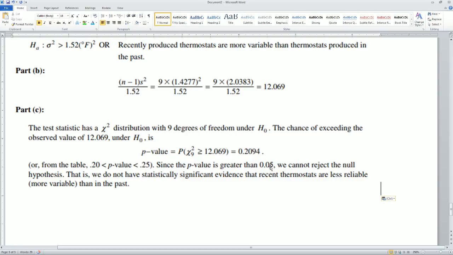And the fact that we use the alpha value of 0.05, we say we cannot reject the null, because it does not fall within the rejection region of 0.25. And this comes from the chart of the chi-square. Question?